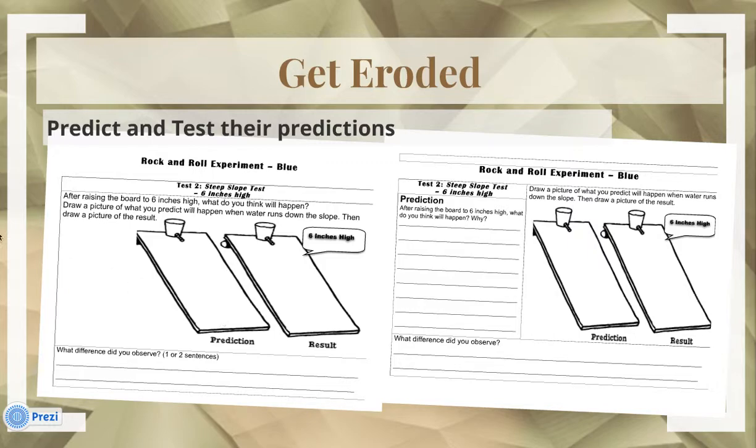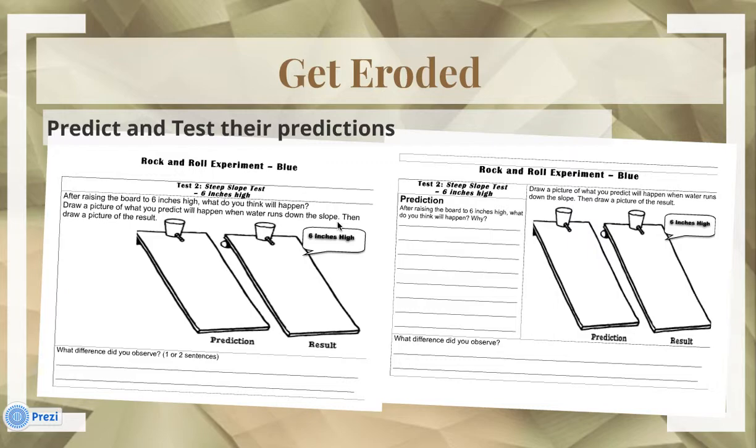So for example, in the mediated group, they're going to be drawing their predictions, and then they're going to be drawing their results, and then writing a sentence of what's the difference that they observed. While another group, the standard enrichment group, would be doing the same experiment, but they would be writing down their predictions, and they would be explaining why this is happening.